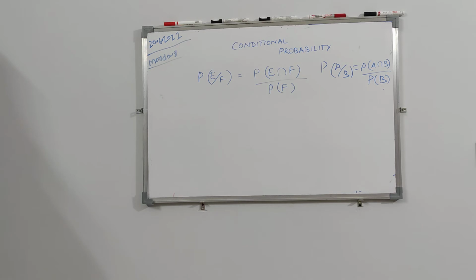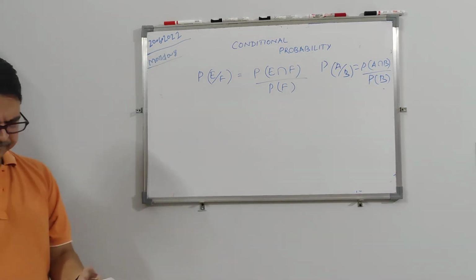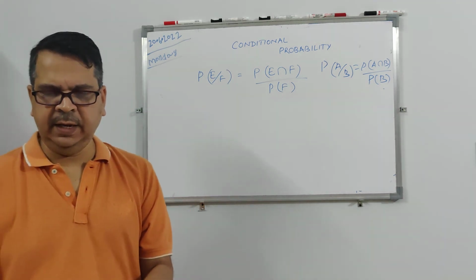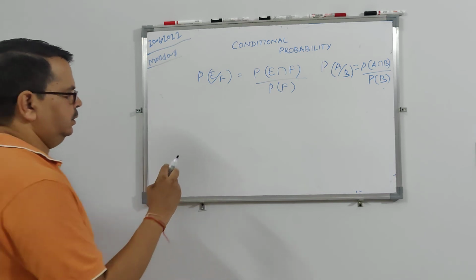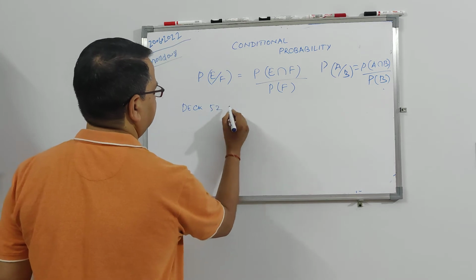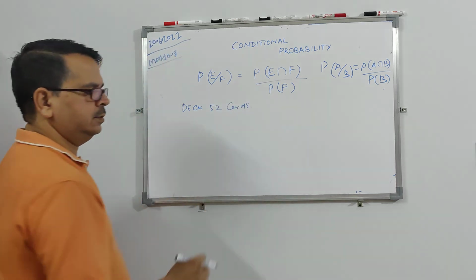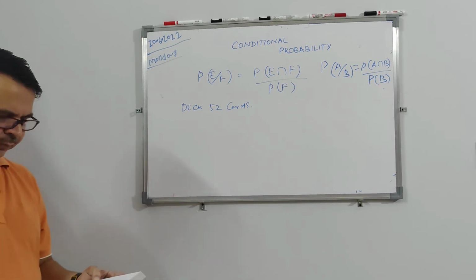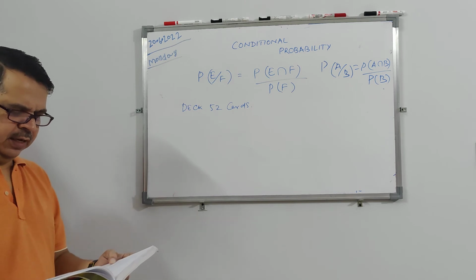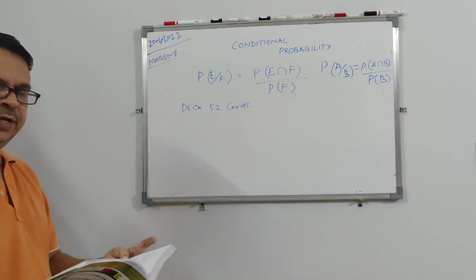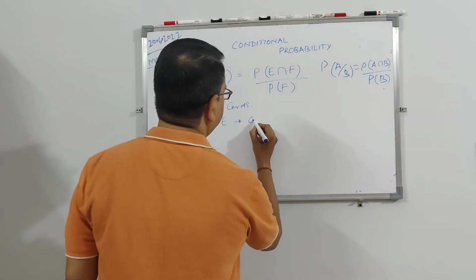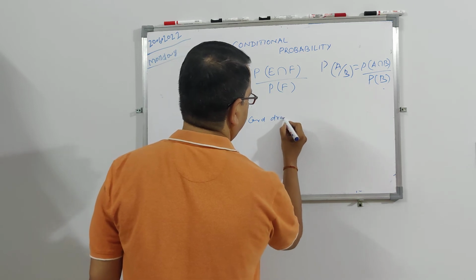Okay, so let us do one more. Consider an experiment of drawing a card from a deck of 52 cards, in which E and F denote events of the card drawn. Let us say E is the event that the card drawn is a spade.